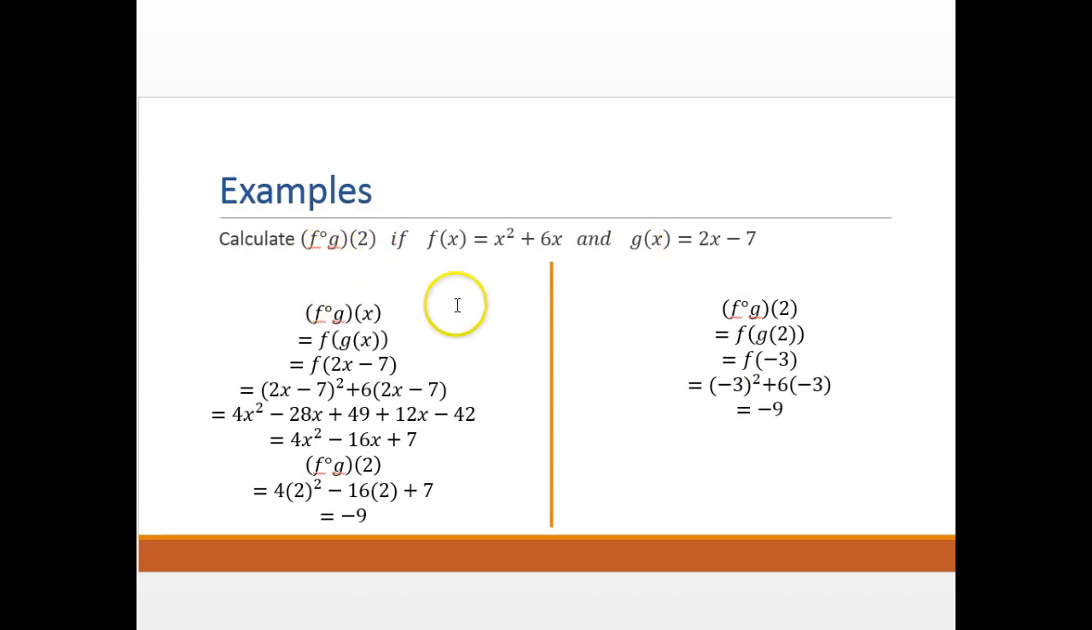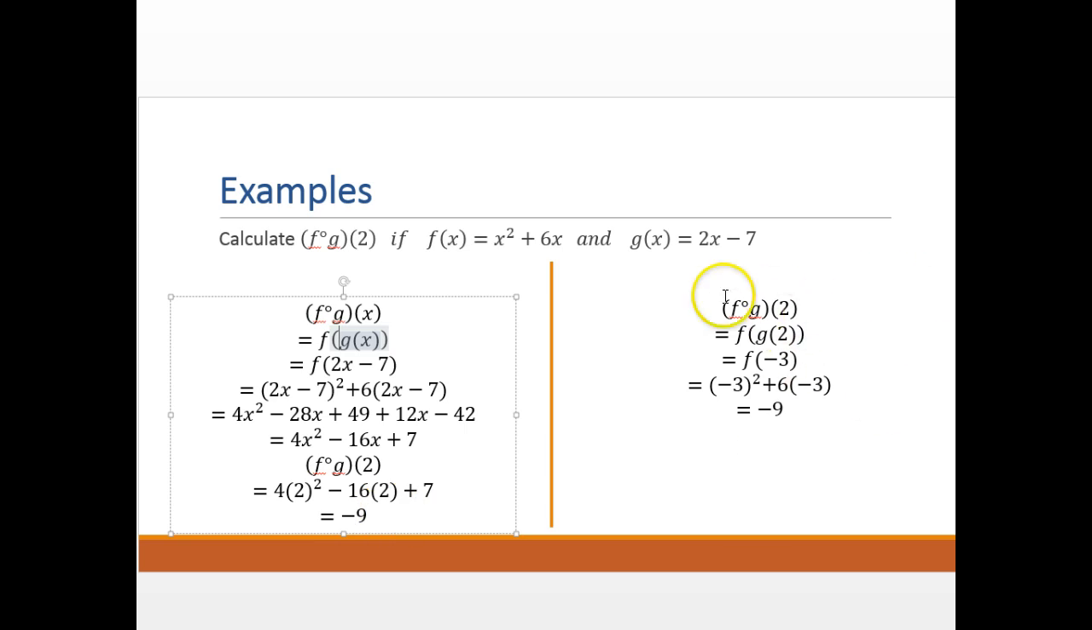f of g of 2, that's f of g of x. And instead of g of x here, I'm going to plug in 2x minus 7, because that's what g of x equals. So f of 2x minus 7, well, f was x squared plus 6x. And instead of x, I have 2x minus 7, so this is (2x minus 7) squared plus 6 times (2x minus 7). You're going to just FOIL this out. You get 4x squared minus 28x plus 49, plus 12x minus 42, which reduces to 4x squared minus 16x plus 7, and we evaluate this at 2, we get negative 9.